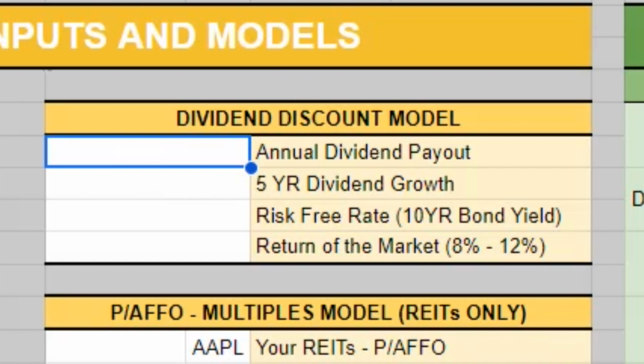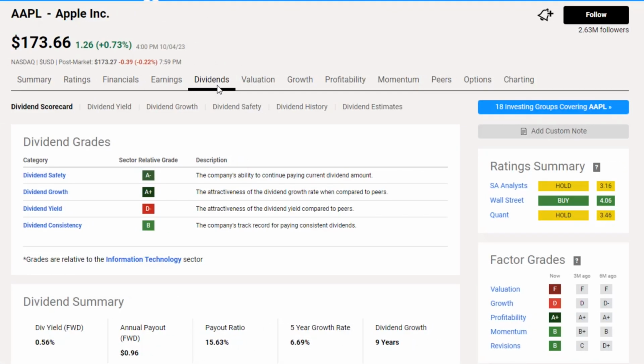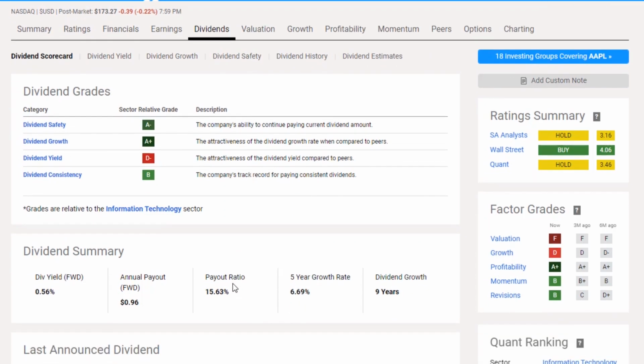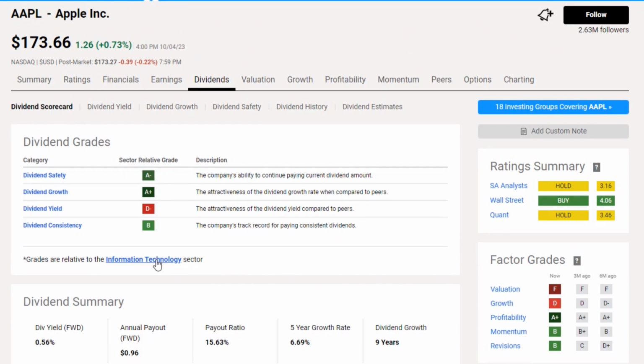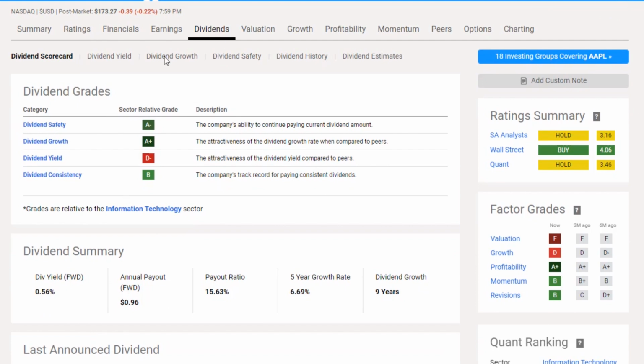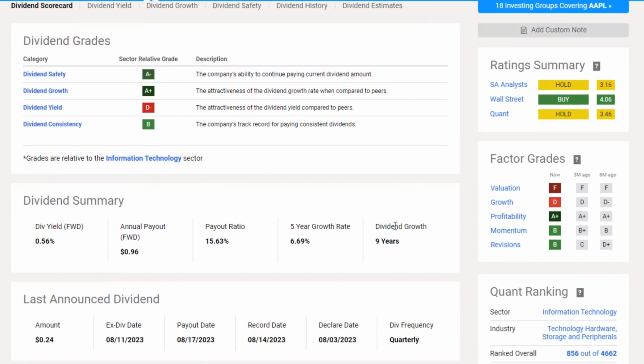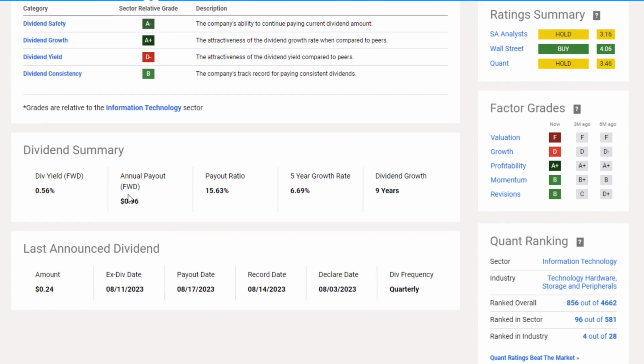So where are we going to find this dividend discount model numbers? Coming over again to Seeking Alpha, and this is why I love Seeking Alpha so much. They have so much information just on each stock's individual webpage. Coming down to the dividend subtab, dividend scorecard. They have been paying a dividend and growing it for the past 9 years, and their 5-year growth rate is close to 7%, but their payout ratio is only 15%, which gives you only 96 cents per share at $173 per share. But for the valuation model, we're going to need this figure here, 96 cents, and 6.69% for the 5-year growth rate.